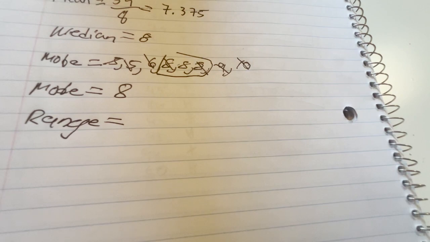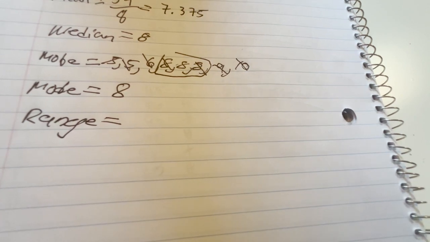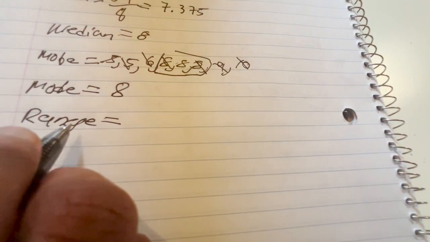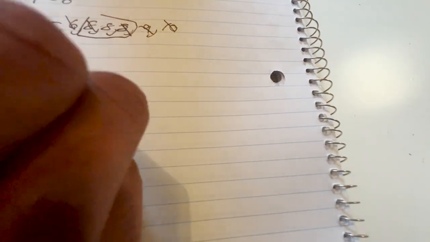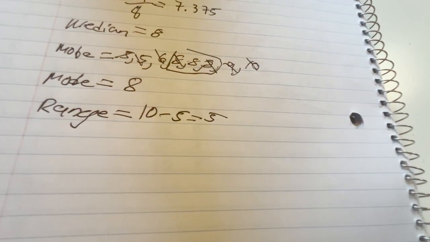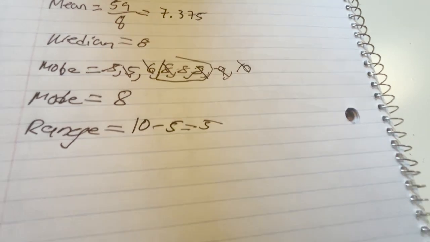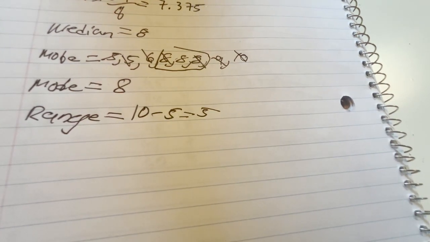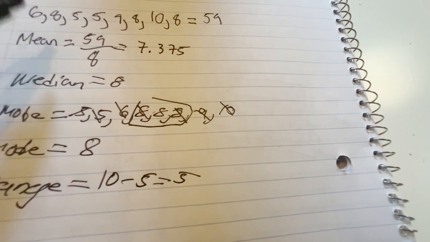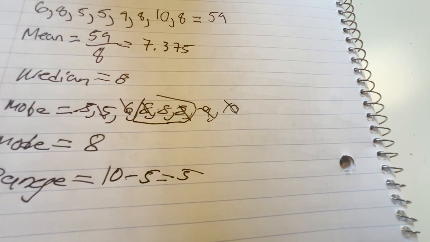And how do we do the range? Say it for me. The highest number minus the lowest number. So in this situation, range would be 10 minus 5, which equals 5. And the range is 5. So I hope you guys learned a little bit of something today. That's how you find the mean, median, mode, and range.